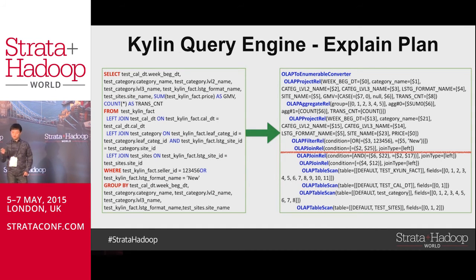So at this point, it goes to HBase, pulls out the records, row keys, and values. Remember, the dimensions are on the row keys, and the metrics are the values. So this translates back to a row in Kylin, and further back, it converts into the final result of the SQL query. So that's how the query works.